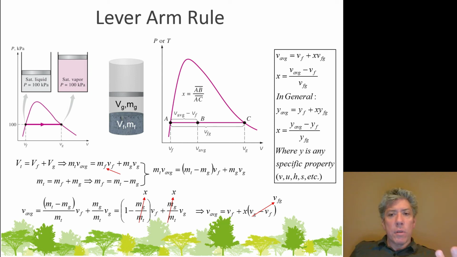But in general, Y represents any particular one of these properties we wish to put into the equation. It turns out that this works for any property you want on the x-axis. Now, not pressure and temperature, but any of the other properties.